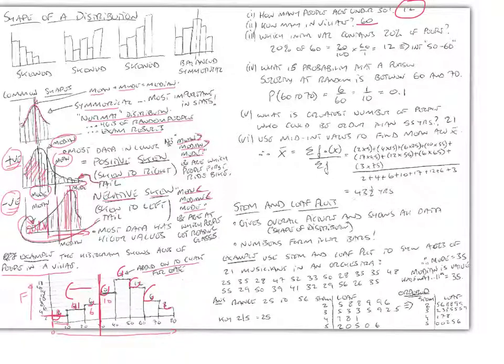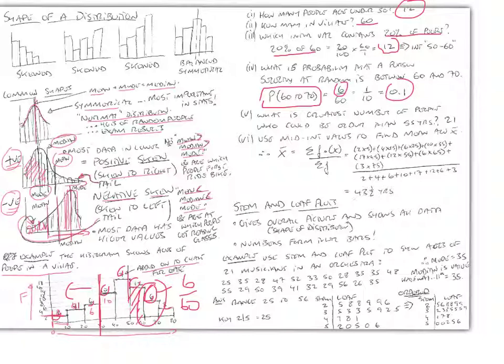Which interval value contains 20% of the people? Well, what is 20% of the people? It's 20% of 60, it's 12. So it's this interval value here. And what is the probability that a person selected at random is between 60 and 70? So the probability of the age being between 60 and 70 is 6, because here's our 60, 70, is this 6 out of 60, which is 0.1. 1 in 10, 0.1.